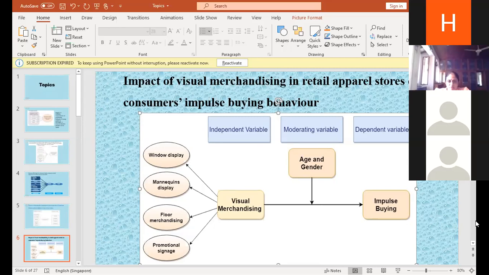Moral positivism. Very good. So it's positivism philosophy. If it is positivism philosophy, what will be your approach? Will it be inductive or deductive? Deductive. Very good. What will be your strategy?